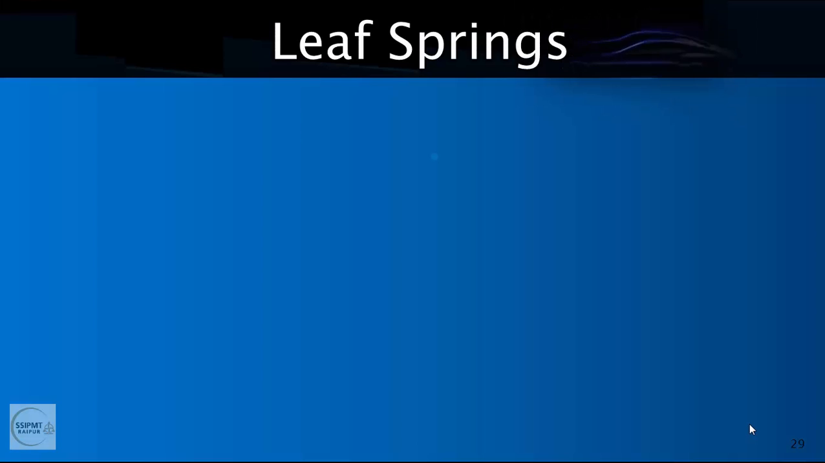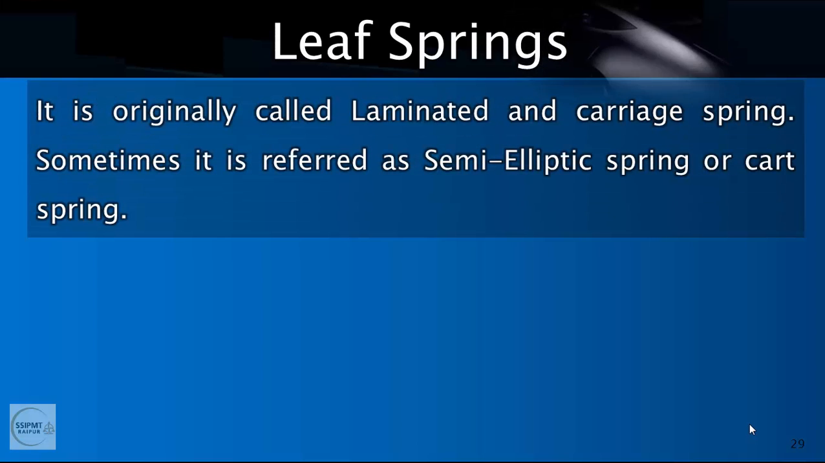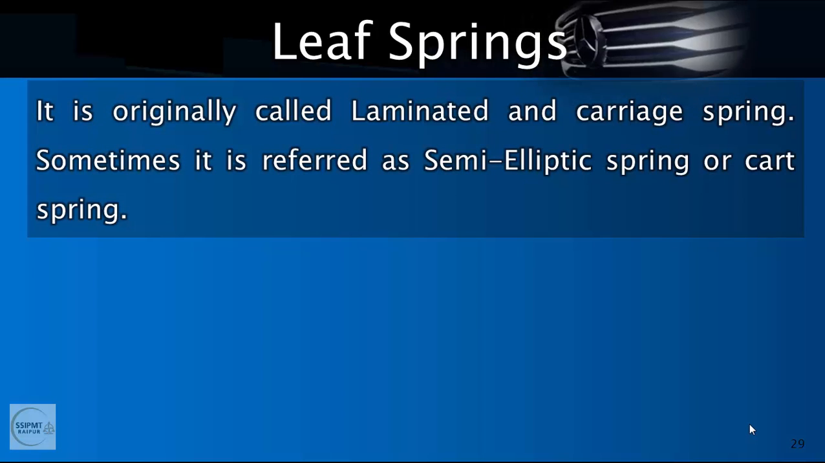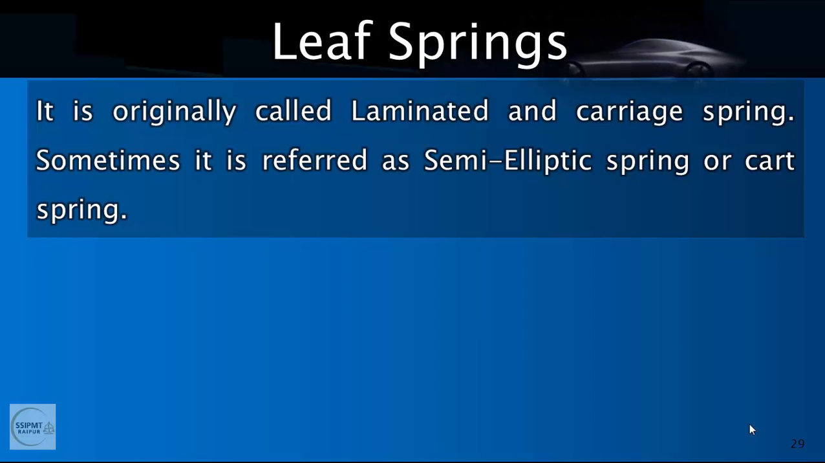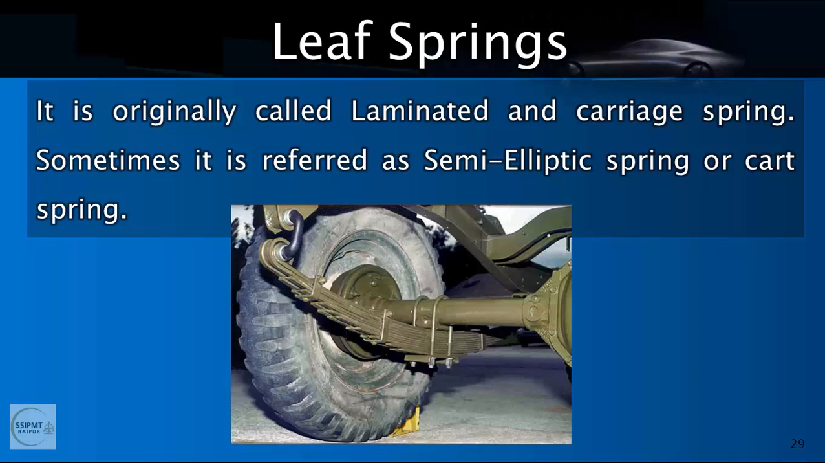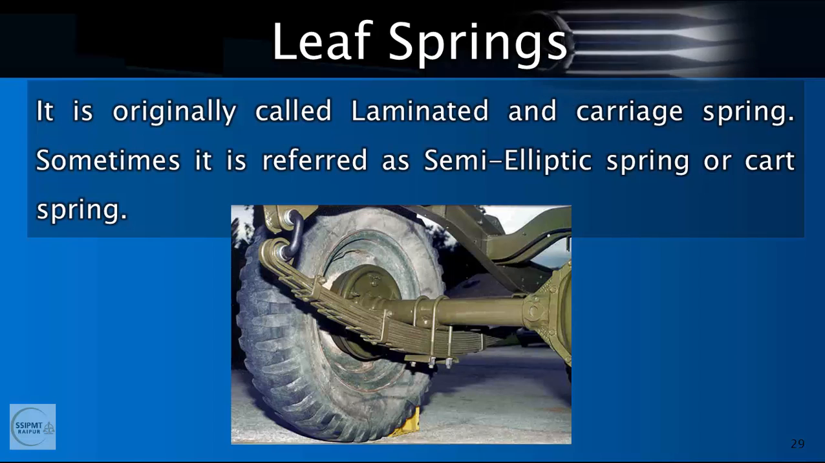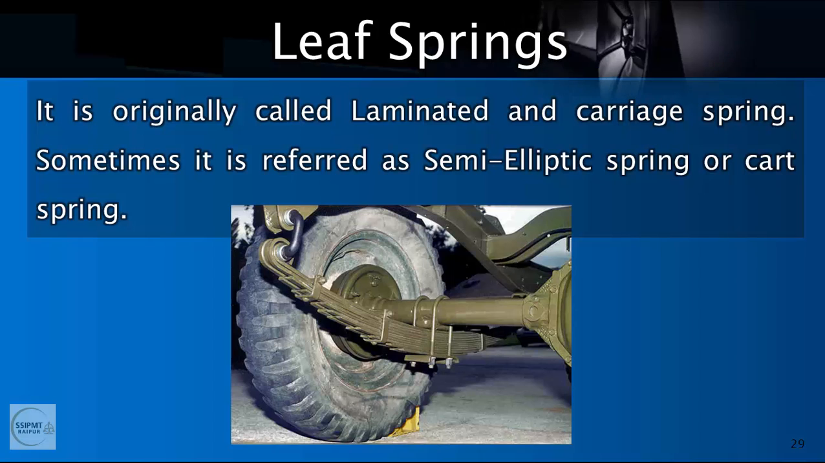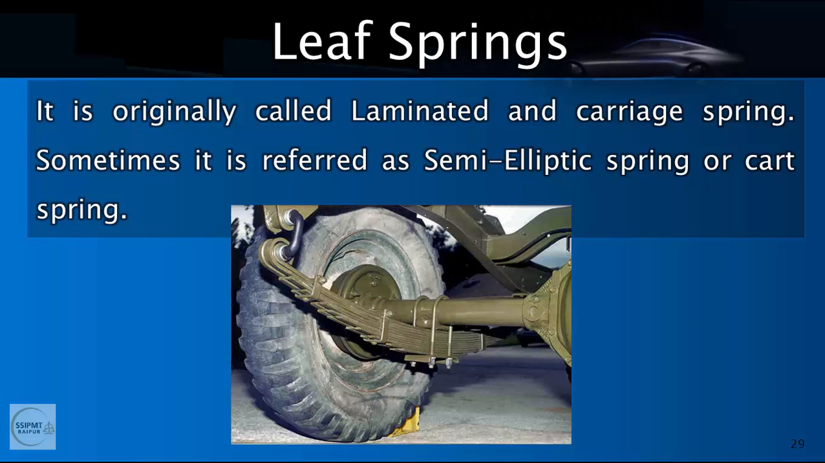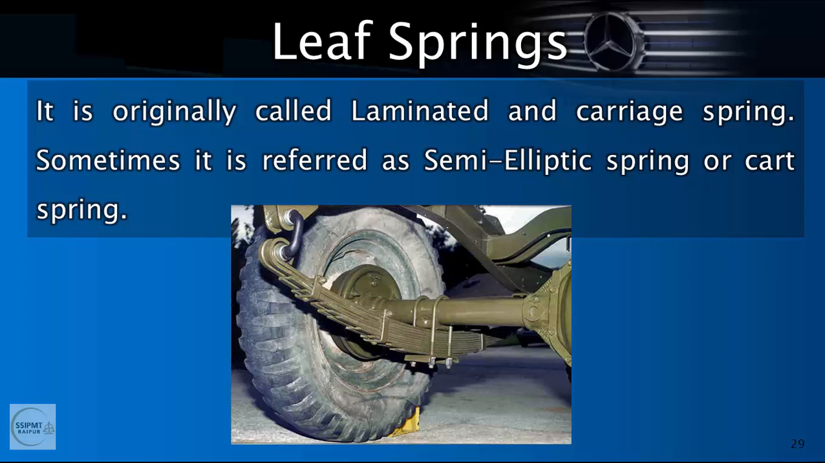Now let's see leaf springs. It is originally called laminated or carrier spring. Sometimes it is referred to as semi-elliptic spring or cart spring. You can see the picture of a leaf spring installed in a truck wheel, rear wheel. It is a very old technology, and because of the very heavy weight of the vehicle, leaf springs are used as a suspension system.